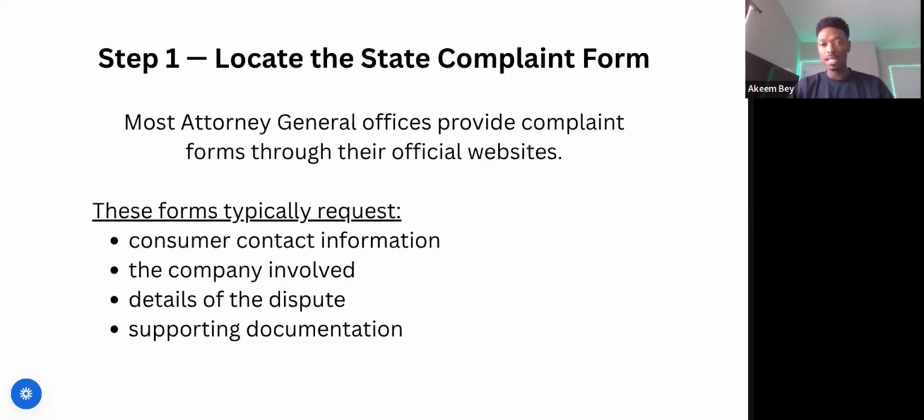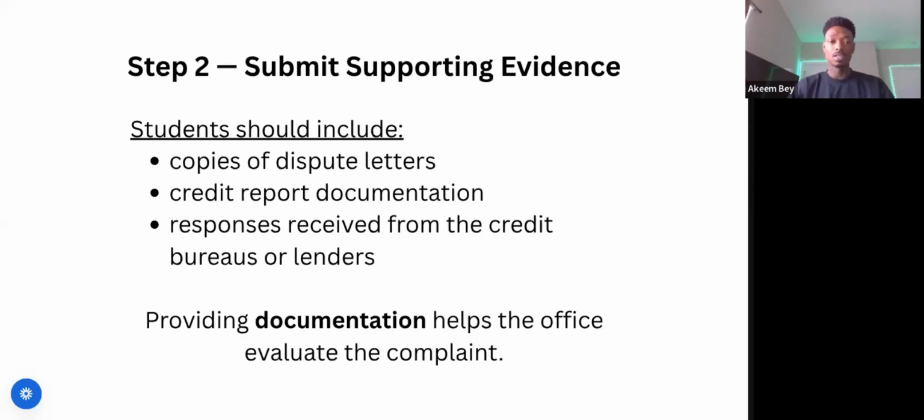So step 1 is you want to locate the state complaint form. You're just going to go online, go to the state attorney general section, right? And then you're just going to find where you can submit your complaint for your particular state. And most attorney general offices provide that complaint form through their official websites. They're typically going to request the consumer contact information, your information, the company that was involved, details of the dispute, and that supporting documentation.